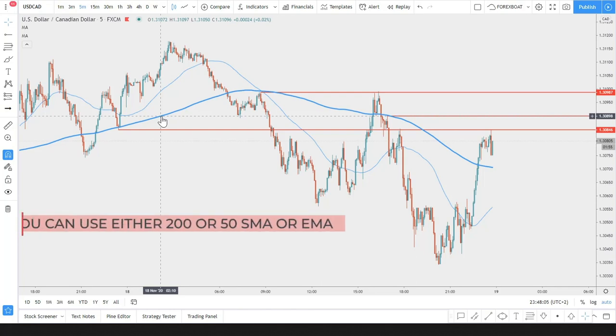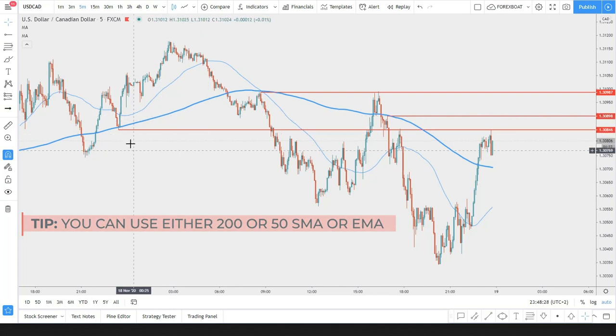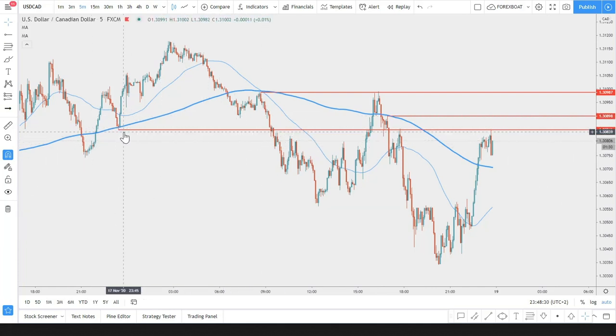You can use either 200 or 50, either simple or exponential moving average, it's up to you, but I always use 50 and 200. It can be simple and exponential. Usually I have 4 of them on my chart when I analyze the market. So right there, what could be the trade setup using the moving averages?